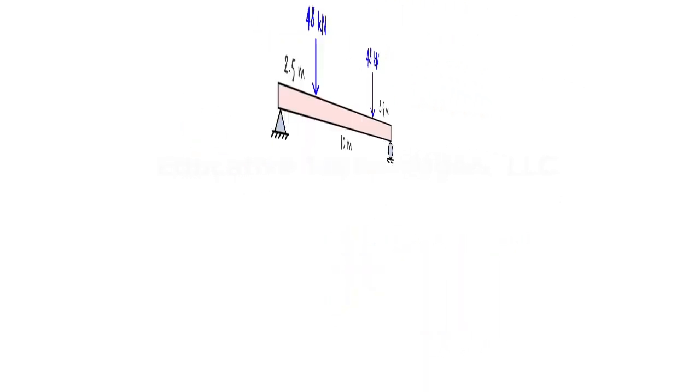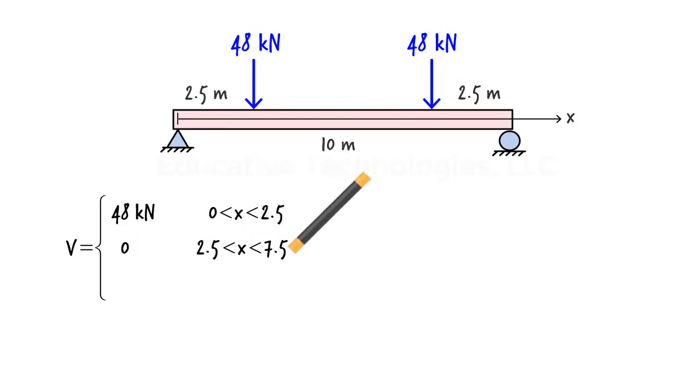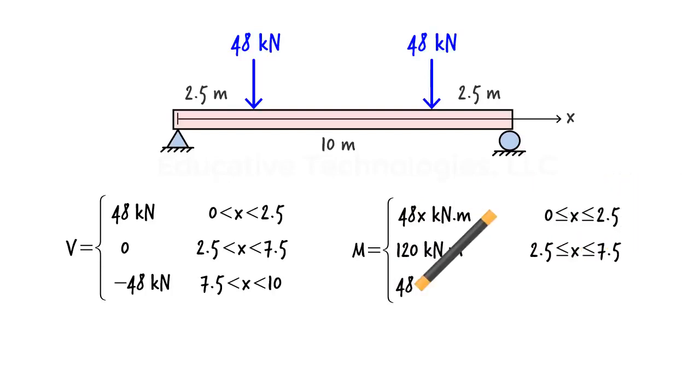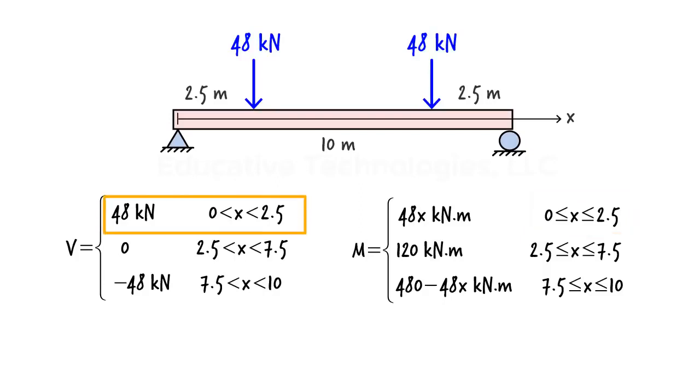In summary, given that the concentrated loads divide the beam into 3 segments, we must express shear and bending moment in a piecewise manner using 3 equations. Note that for each bending moment equation, the interval within which x is defined contains its boundary values. For example, the first bending moment equation is valid for any x value between 0 and 2.5, including at 0 and 2.5. However, the first shear equation is valid only for x values greater than 0 and less than 2.5.